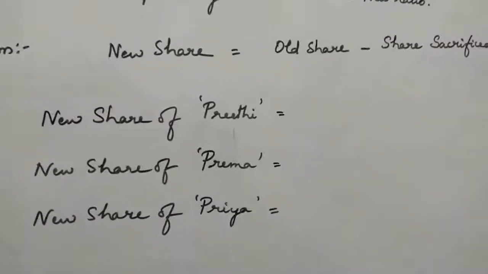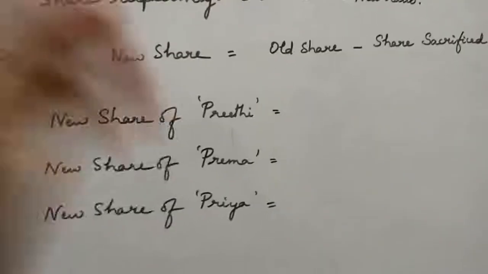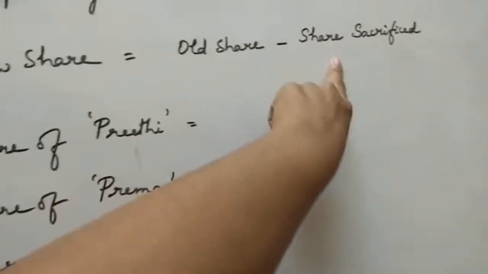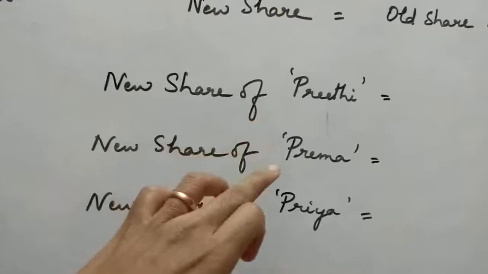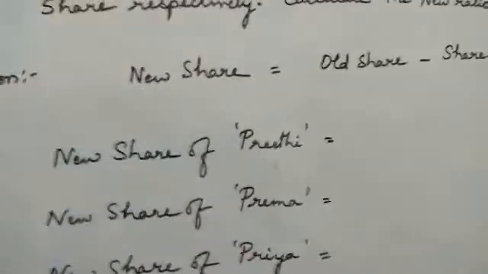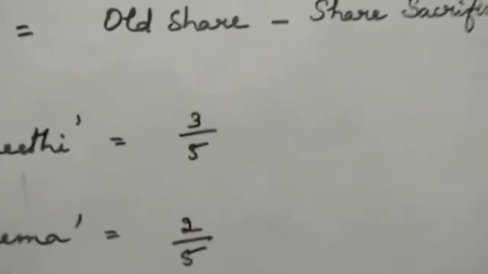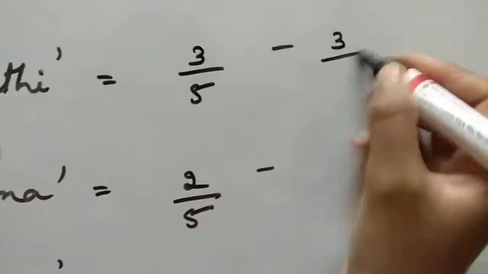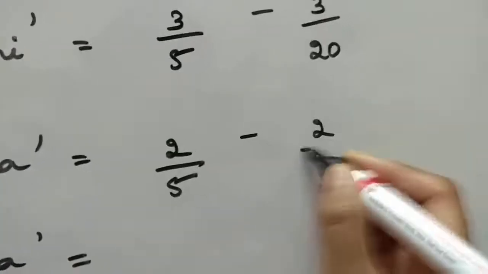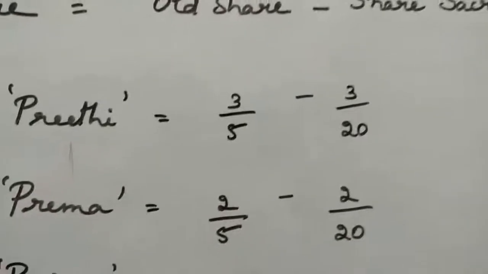Now coming to the next calculation, finding out the new share. The formula is old share minus share sacrificed. Always remember the formula. Next, the new share of Preeti, Prema and Priya you're going to find out now. So the old share of Preeti and Prema is 3 by 5 and 2 by 5. We are not going to concentrate on the third partner now. Next, the share sacrificed by Preeti and Prema is 3 by 20 and 2 by 20, which we found.